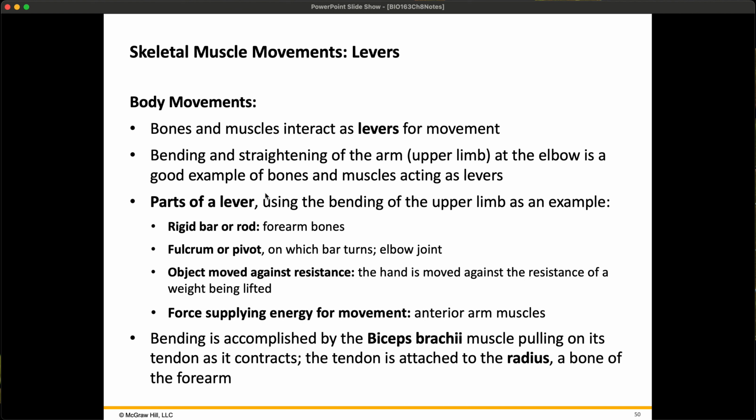And when we look at that, we can think about the different parts of a lever. A lever is a mechanical system, and so we can look at our body in that way. You have the rigid bar, the rod of the forearm bones.